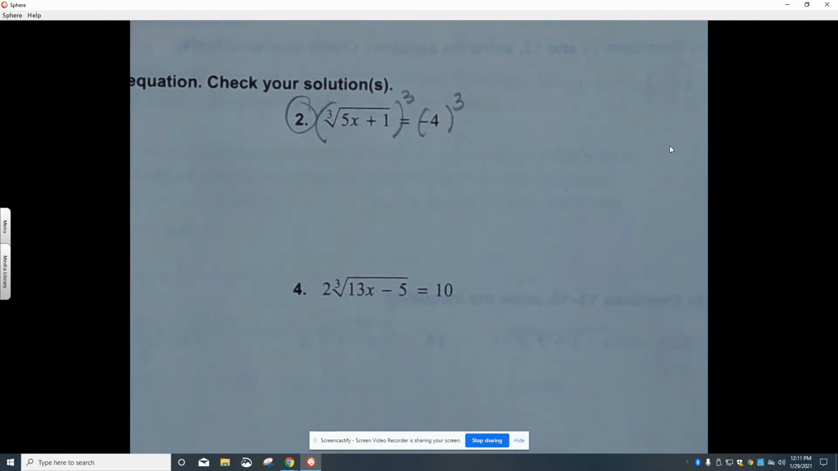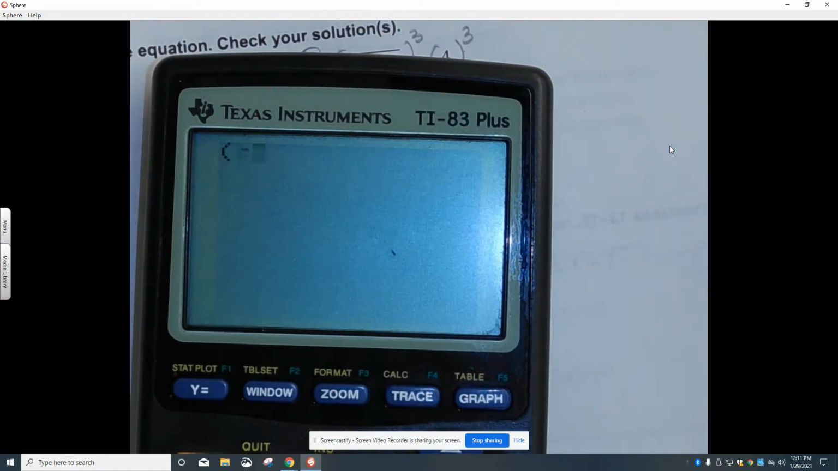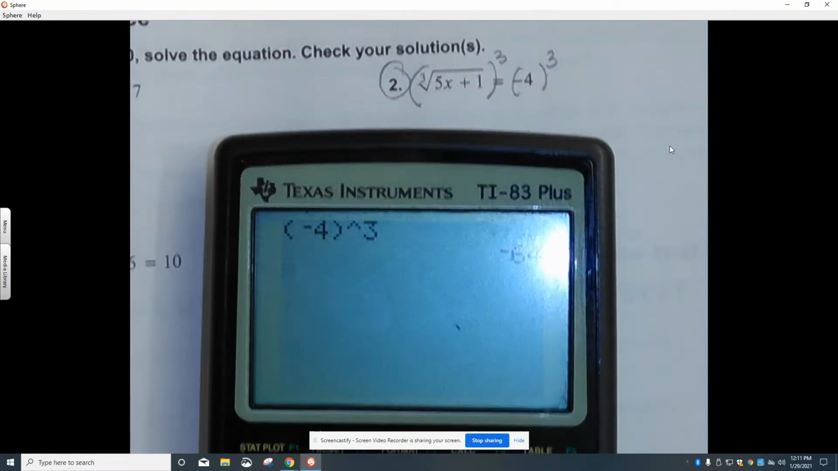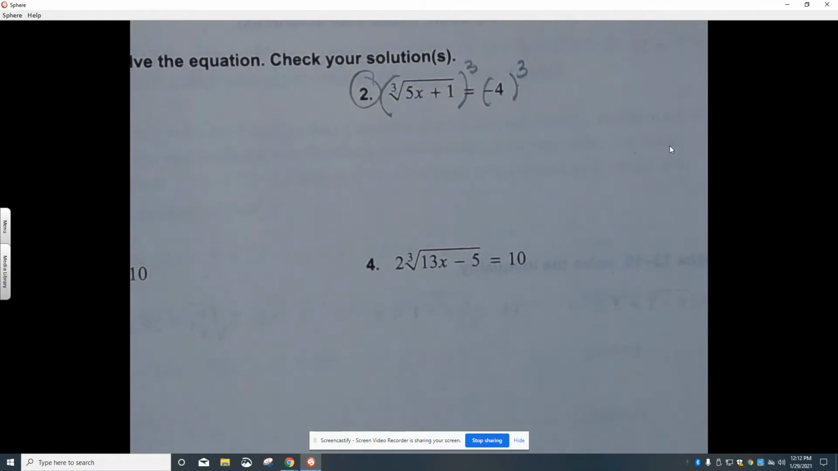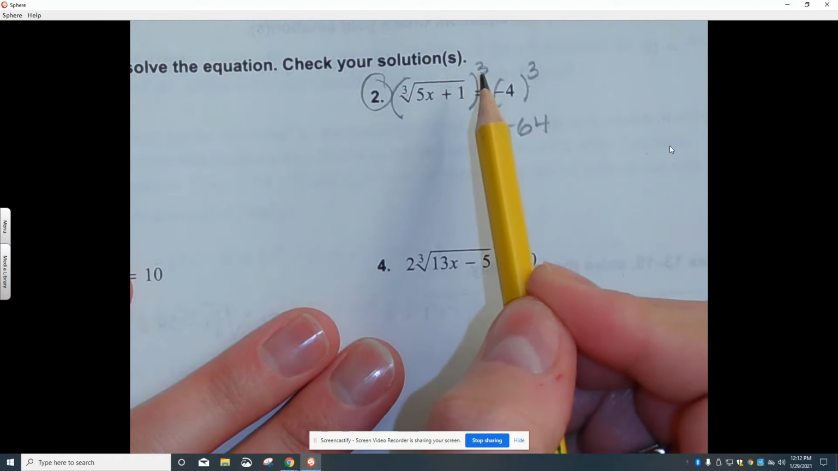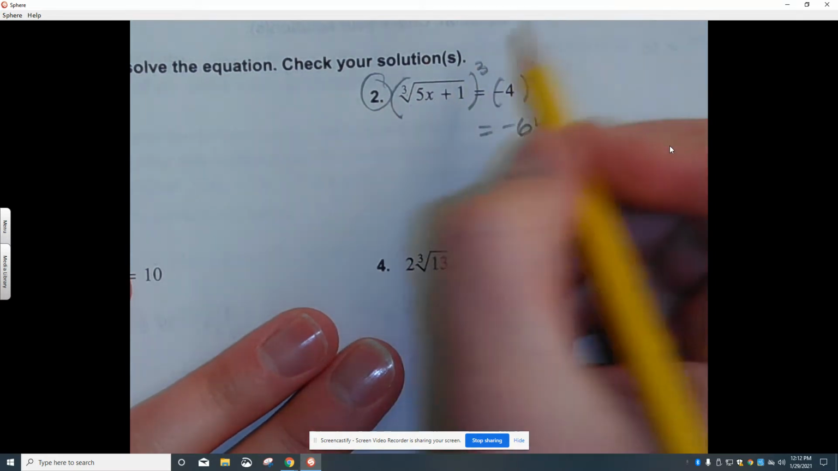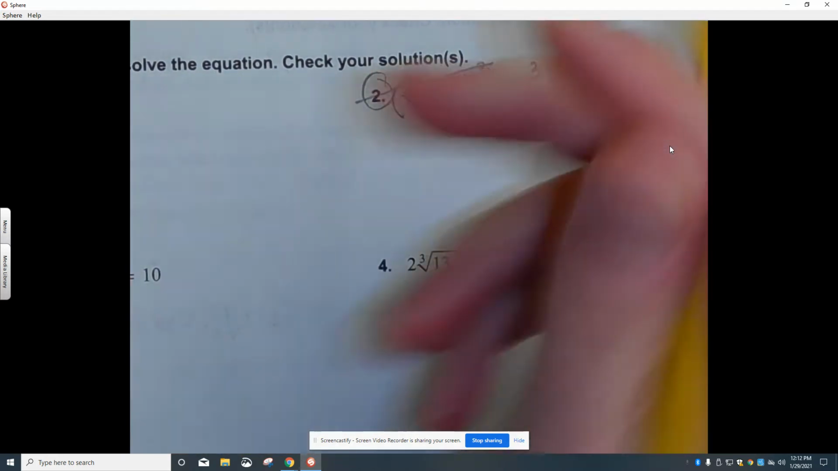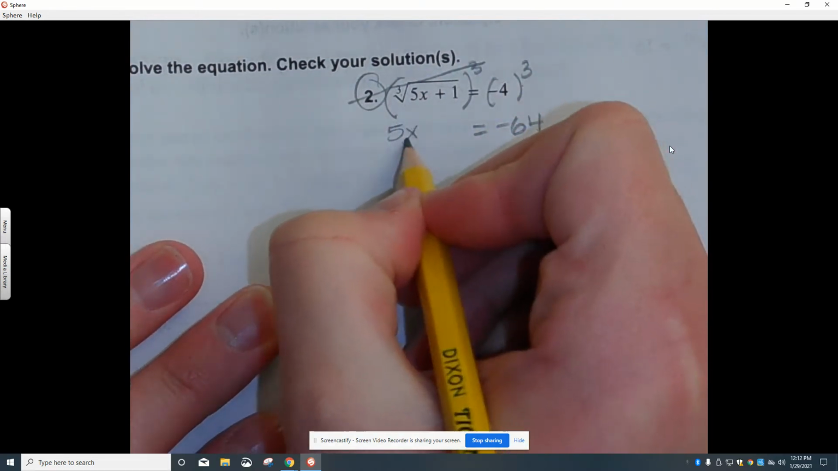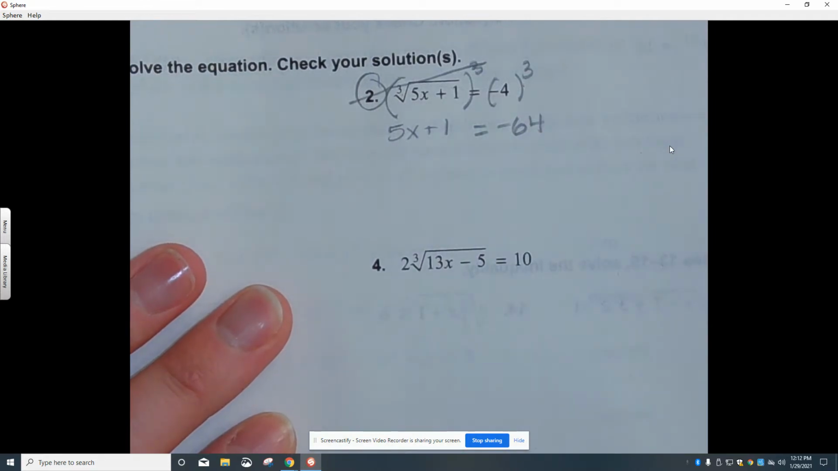When you type this in, so negative 4 to the third power, you're going to use parentheses, negative 4, and then use the caret button, which is right here under clear, and then raise it to the third. That will give me negative 64, so negative 64 is what it equals. On this side, the reason that we cubed it is those two things are inverses, so they're going to cross each other out, and we'll have whatever we have left over underneath. So 5x plus 1 equals negative 64, and we have to solve for x.